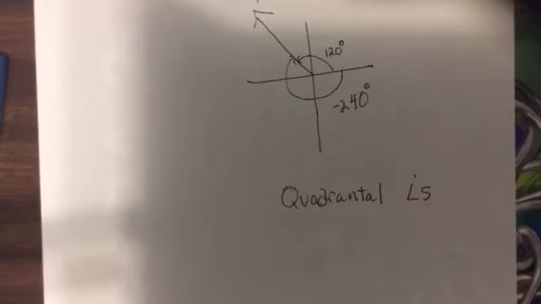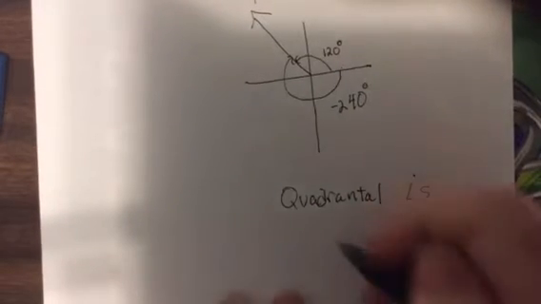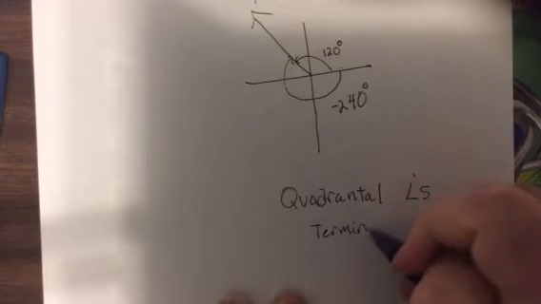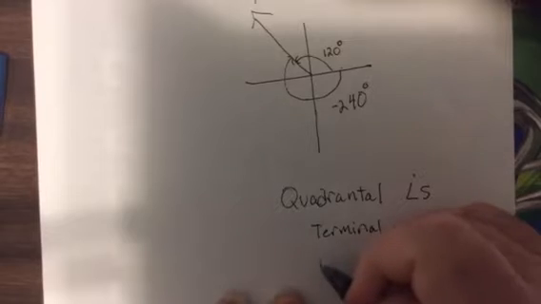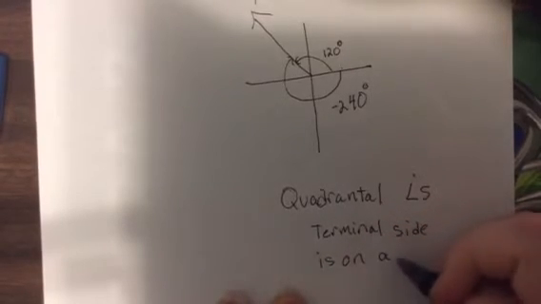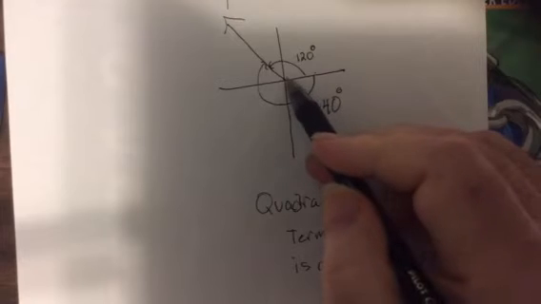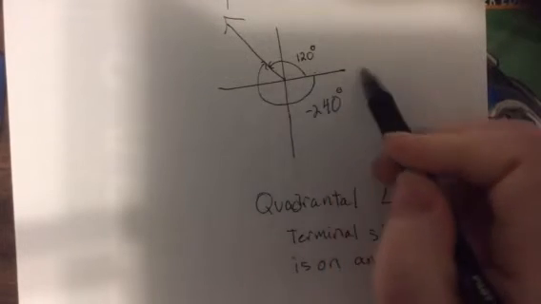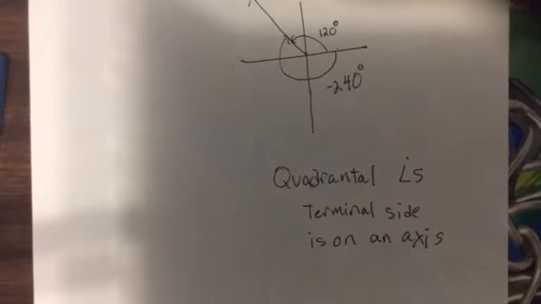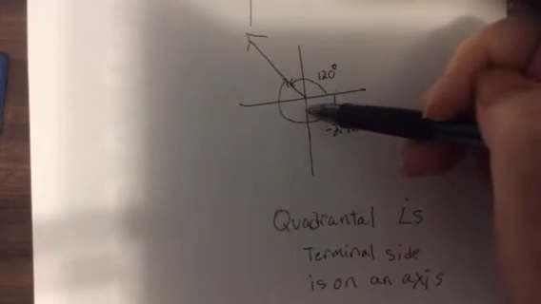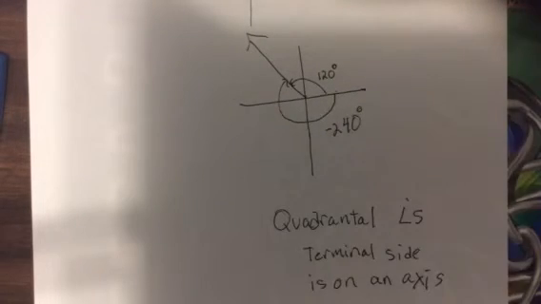A quadrantal angle is where the terminal side lies on an axis. The initial side is always on the origin along the positive x-axis, always. So if the terminal side is on an axis, what would the degree of the angle have to be a multiple of, always? Think. Well, if it's here, here, or here, that means it's always a multiple of 90 degrees.